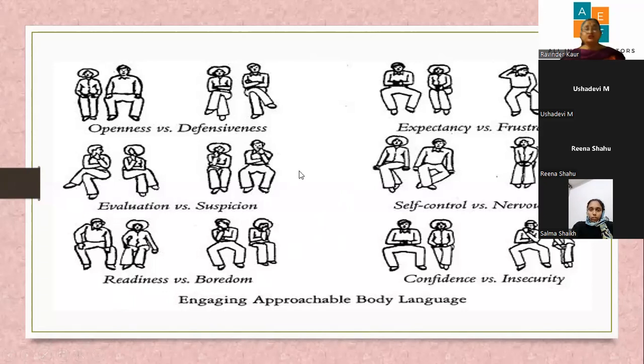So when we are sitting also, we have to be very, very attentive in understanding how I look when I sit somewhere. Expectancy and frustration. If you are frustrated, you look like this, you do like this. These people have self-control and these people are nervous. For confidence, always sit, keep your hands in your lap, and sit straight, shoulders like that. It means you're confident, and now you can speak and look into the eyes of the person.